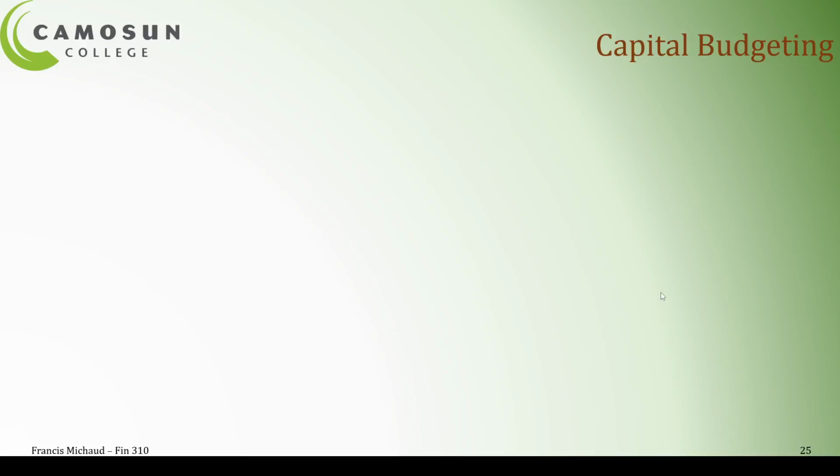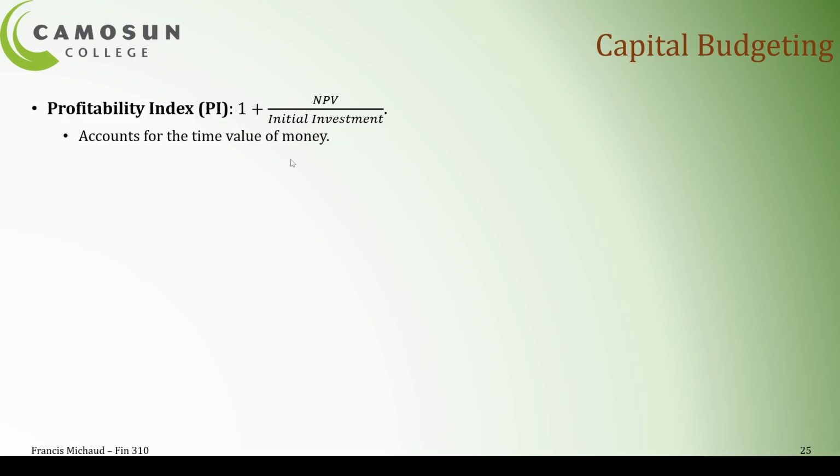In this video, I will discuss the last capital budgeting method that you should know, and that is the profitability index. The profitability index is simply 1 plus the NPV of the project divided by the initial investment. This method does account for the time value of money. There is also an objective decision rule with this method. Just look at the equation up here.